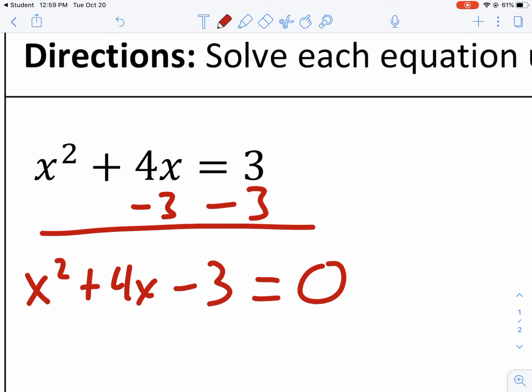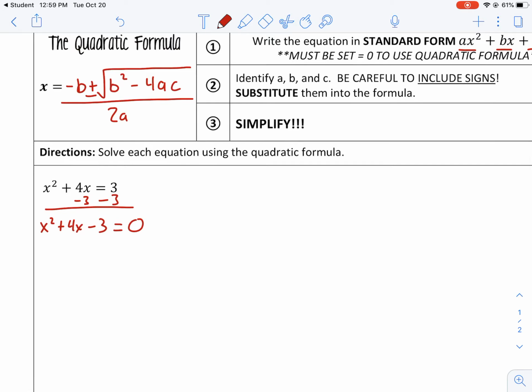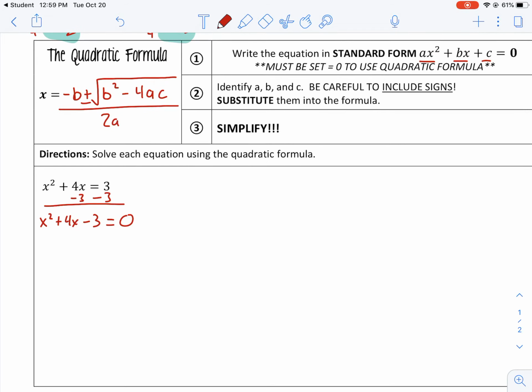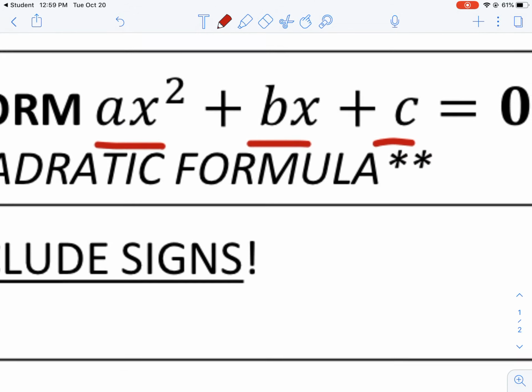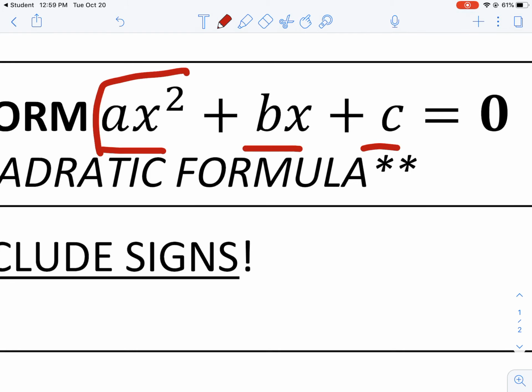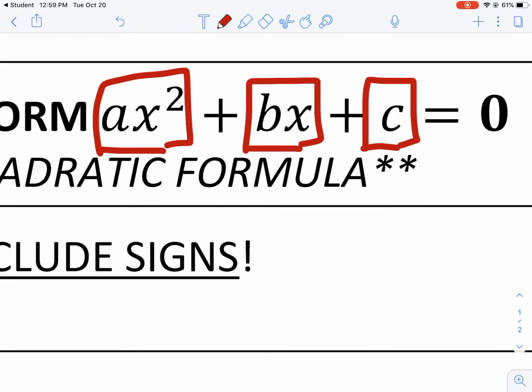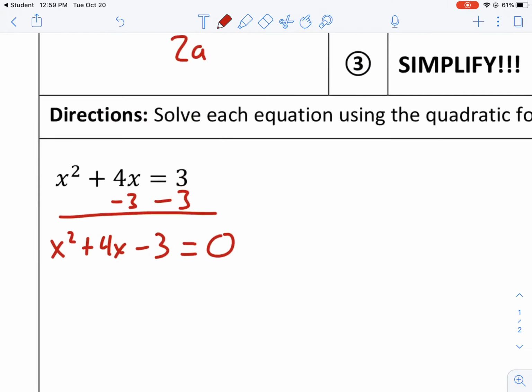Now that we've got it set equal to 0, we can substitute our values into the quadratic formula. Again, if you look here, what's in front of the x squared is your a value. What's in front of your x, that's your b value. And your number by itself is your c value. So you've got to make sure you get those values correct.